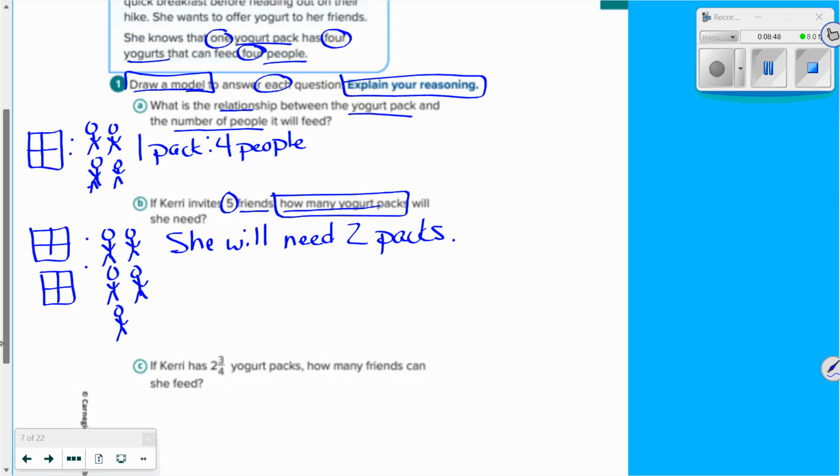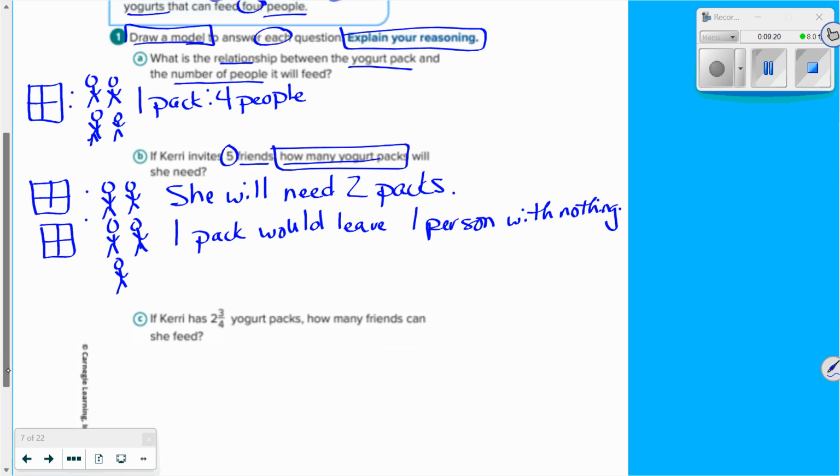They needed 2 packs because if you just had one, there'd be 1 person left with nothing. Technically, if she counted herself, it would leave 2 people with nothing. There would be 3 extra yogurts or 2 extra yogurts, so she's eating 1 as well.